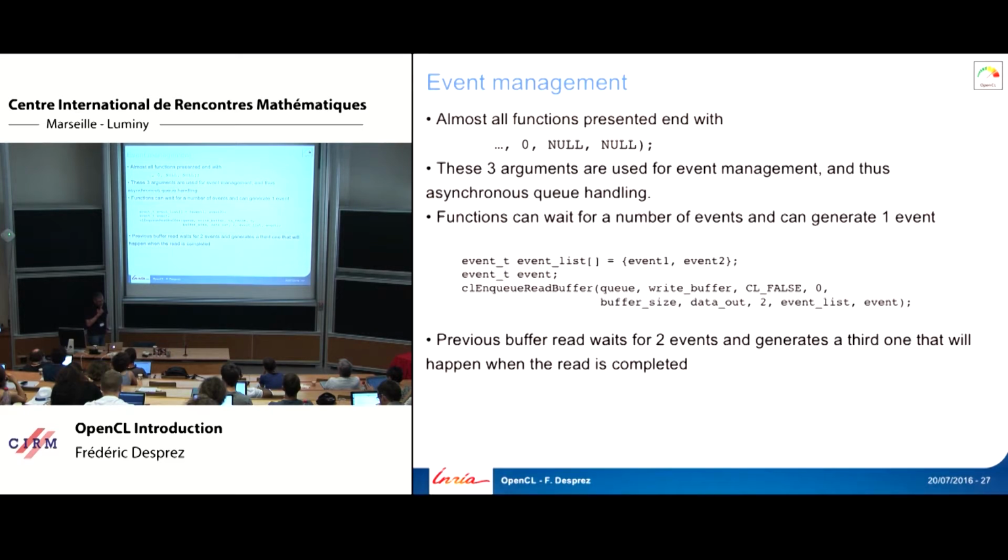So about event management, all these functions I mentioned before end with 0, NULL, NULL. This can be replaced by some event management, and these events are used to have some dependencies between commands, for example. Here you specify two input events and one output event. When you read the buffer, you wait for 2 events to perform your reading, and then you generate a third one at the end. By having these dependencies between events, you can have dependencies between commands and executions.